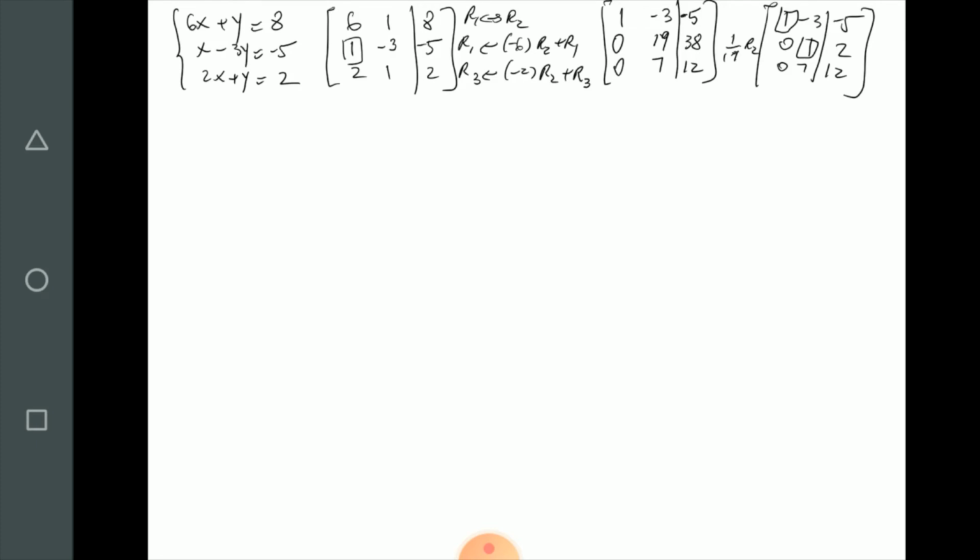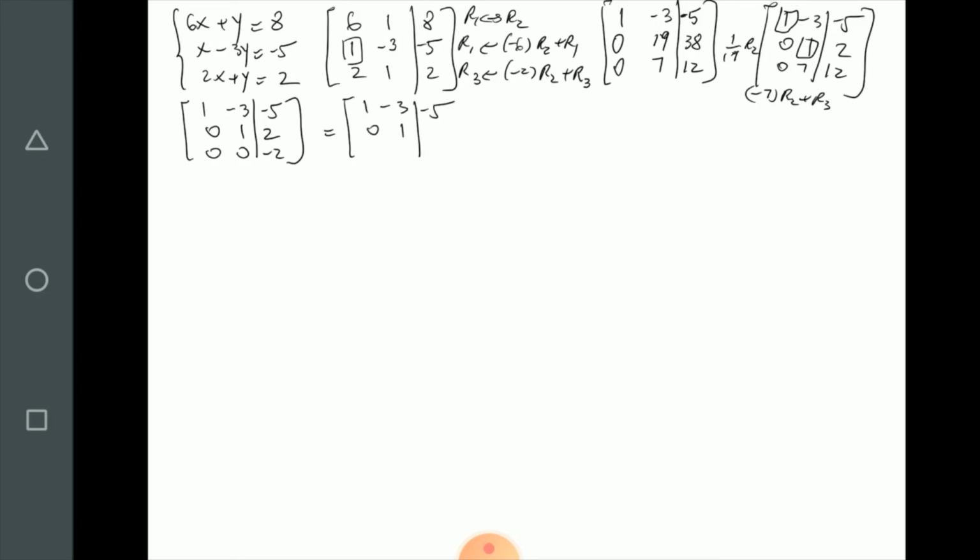Now let's produce 0 below the second leading one. At this point, I'm not touching the first row anymore. Second row again stays the same. And all I'm doing now is minus 7 times row 2 plus row 3, which will replace row 3. So that makes it 0, 0. Minus 7 times 2, that's minus 14, plus 12, that's minus 2. So notice that the leading one on the third column happens to be to the right of the equal sign.